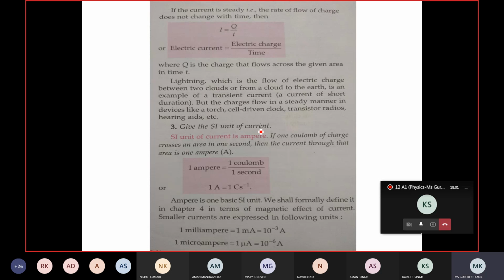So the SI unit of current is ampere. So current 1 ampere कब होगा? When 1 coulomb of charge crosses a given area in 1 second. That's how we define 1 ampere. So if 1 coulomb of charge crosses an area in 1 second, then the current flowing through that area is 1 ampere.